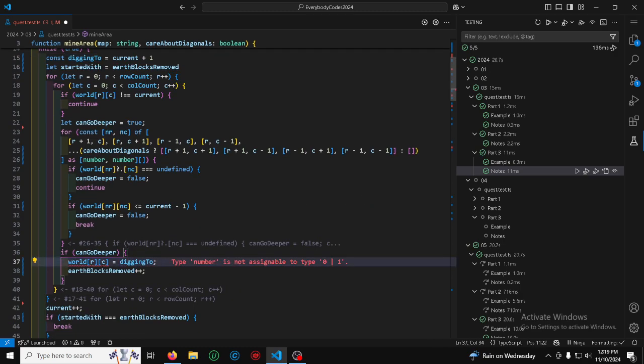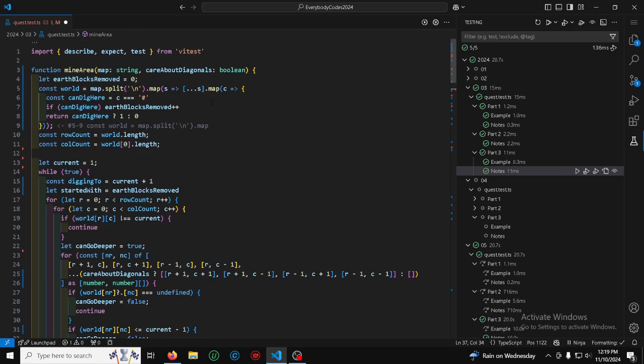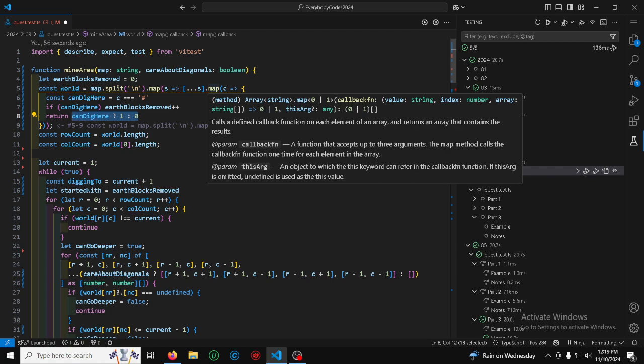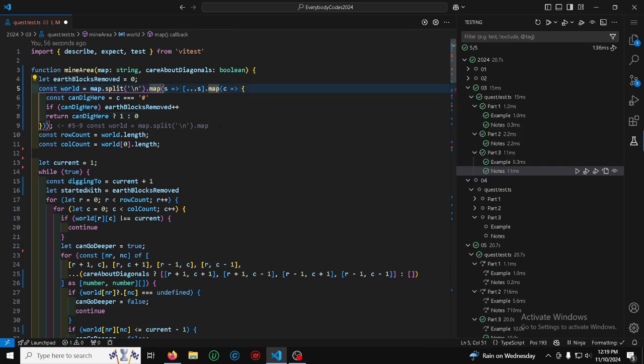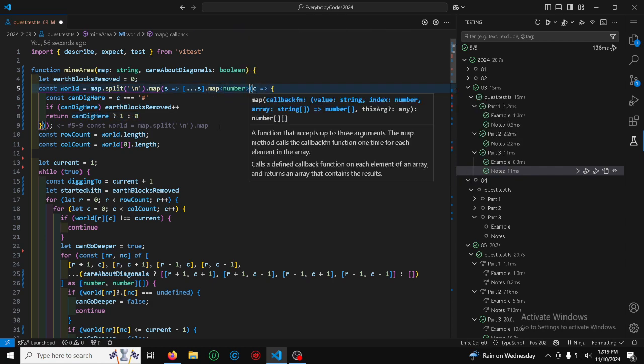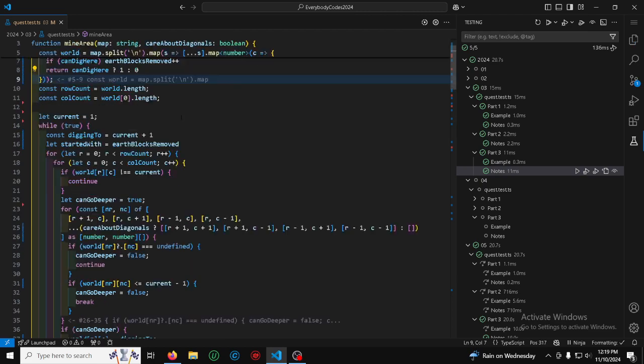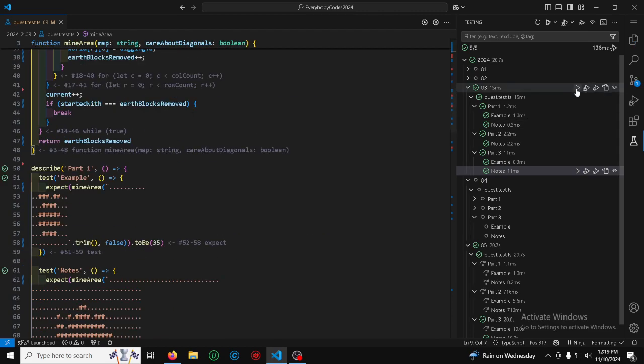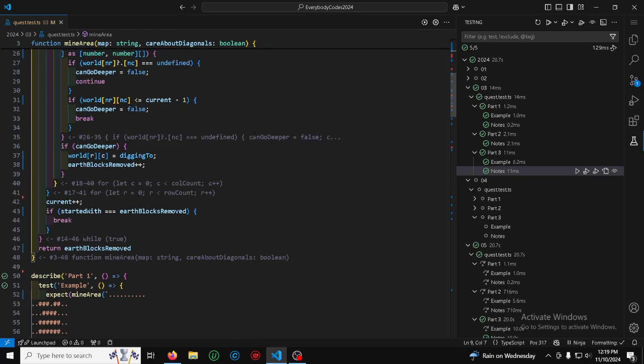Digging two, number not assignable to 0, 1. Who said you were... Oh, you said that. Who said that? Was it this map? Well, congratulations. You just give numbers. Don't worry about them. Okay, I like that. That should still be functional as it is.